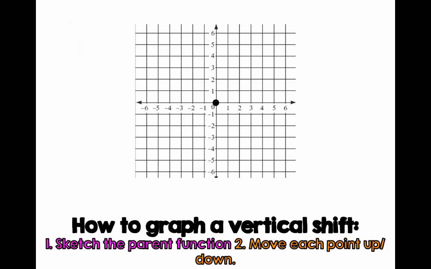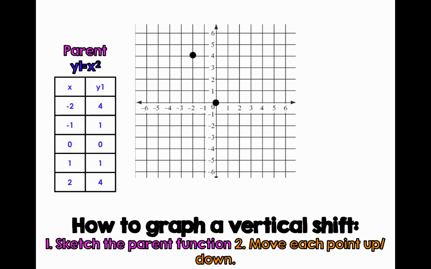And so when we look at it, again, you start with your parent function, and you're going to move each point up or down. So my parent function, again, looks like this. It's our base function, y equals x squared. And if I move each point up 3, my graph would look like this.